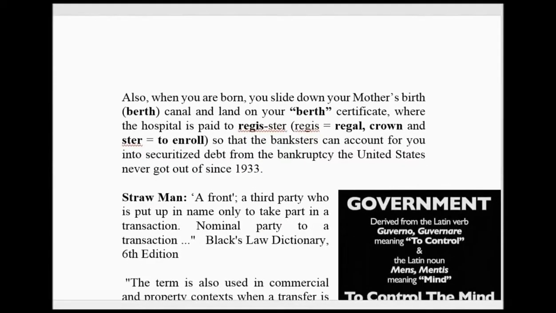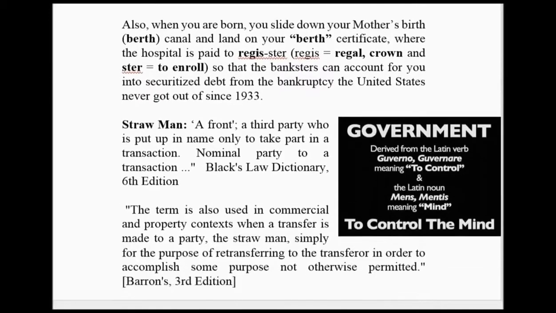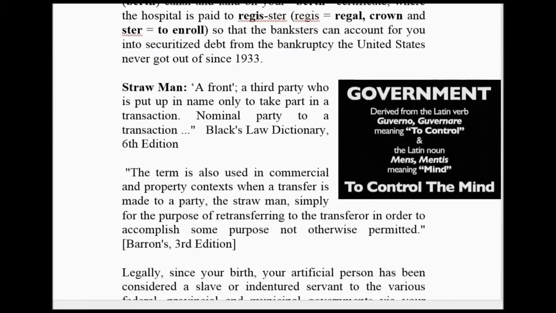That'd be us, folks. Also, when you're born, you slide down your mother's birth canal and you land on your birth certificate, where the hospital's paid to register, and so that banksters can account for you into securitized debt from the bankruptcy the United States never got out of since 1933. This is why the more debt they run up, the more we owe. And our birth certificates are securitized, tradable commodities. All right, a government. Govern means to rule or control. Ment is for mensa or mind, to control the mind.